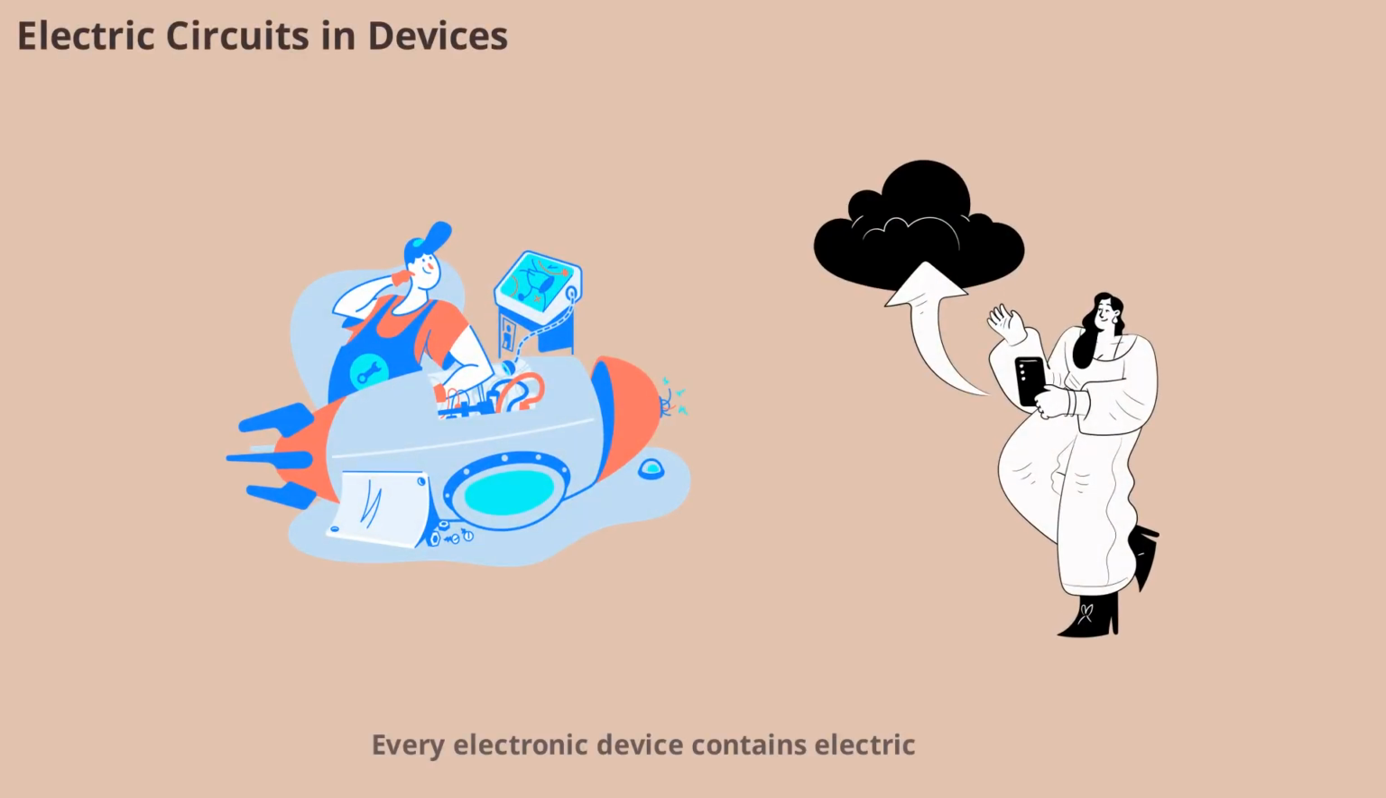Every electronic device contains electric circuits that control how electricity flows. From simple flashlights to complex computers, circuits determine how devices operate. Learning about circuits helps us troubleshoot problems and understand the inner workings of our favorite gadgets.